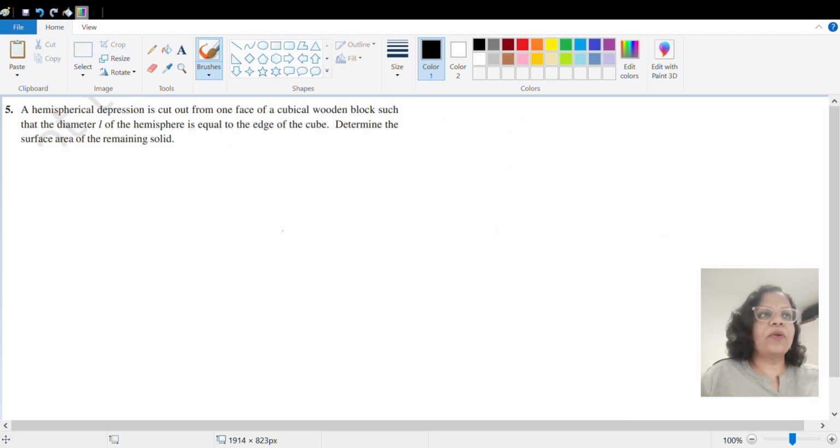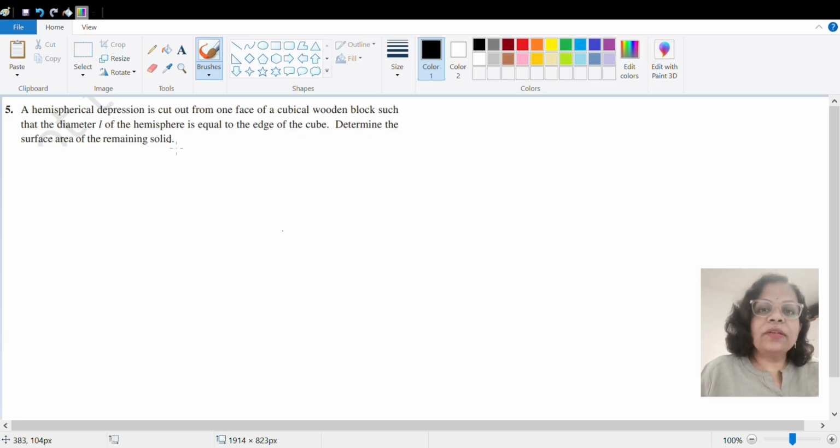Okay, so now let's start with question number 5. We'll start with the question. A hemispherical depression is cut out from one face of a cubical wooden block such that the diameter L of a hemisphere is equal to the edge of the cube. Determine the surface area of remaining solid.